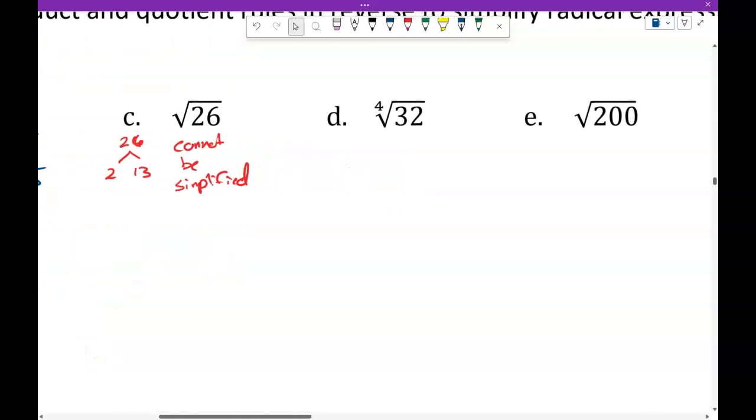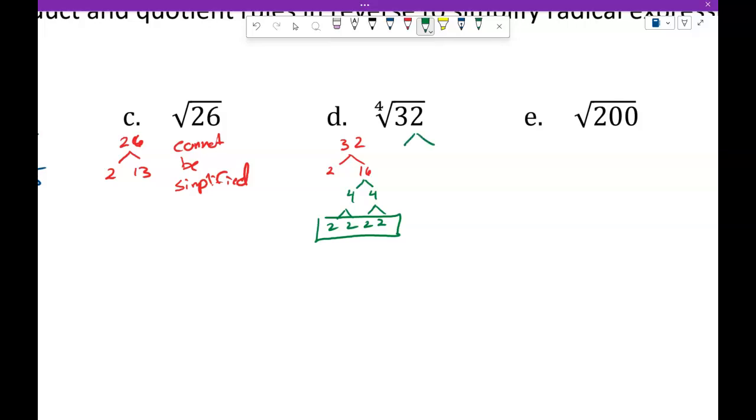When we look at the 4th root of 32, we can factor to 2 and 16. Well, with 16 we can take the 4th root, but we can check by factoring it even further. And we get 4 and 4, 2 and 2, 2 and 2. I have 4 2's. That allows me to take the 4th root. So we can write this as 16 and 2, 4th root. We have the 4th root of 16 times the 4th root of 2, which gives us 2 4th root of 2.